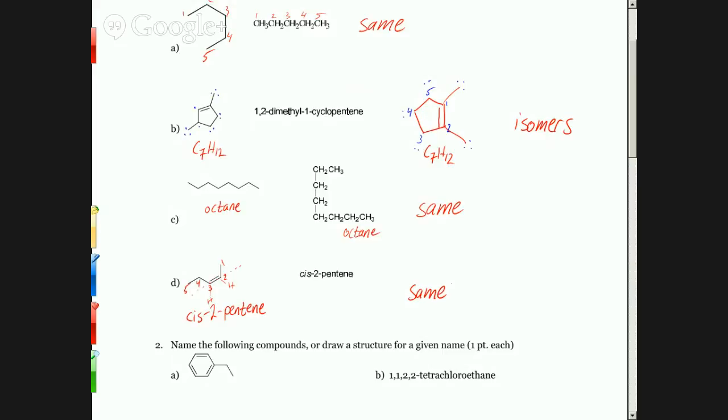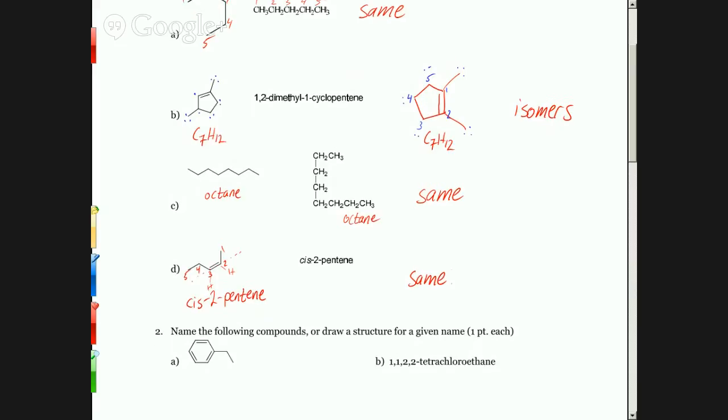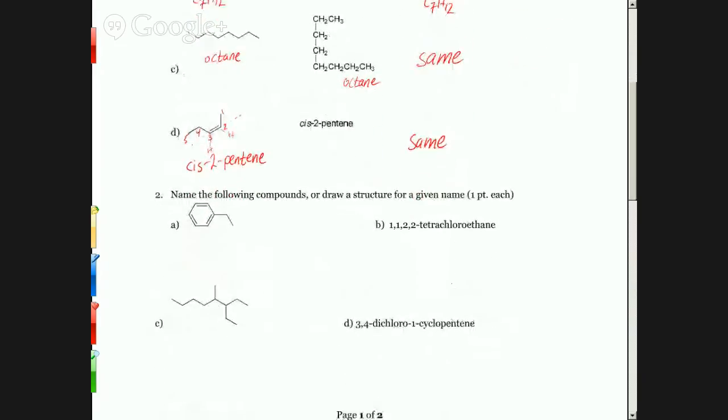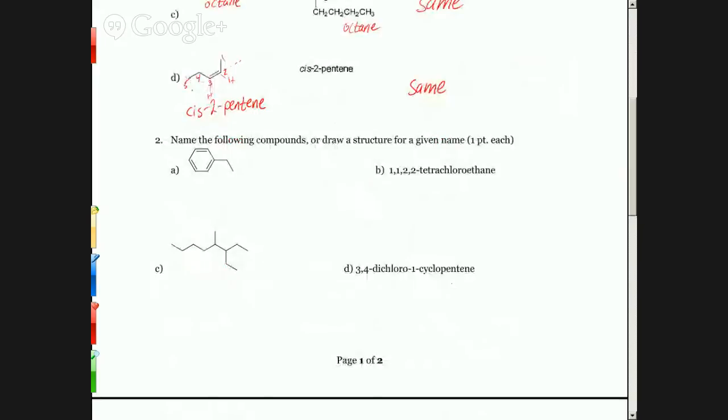All right. Okay, some names or some structures. What did you get for the first one? Anybody confident about that one? I forgot what I wrote down, but I think it was methylbenzene. Close. Oh, ethylbenzene. Ethylbenzene. Yeah, you've got a 2-carbon substituent coming off of a benzene ring.